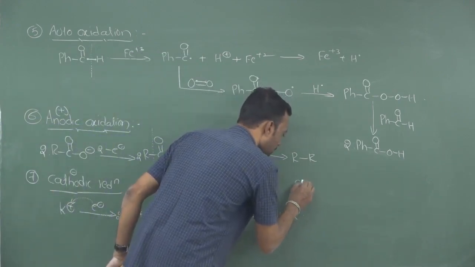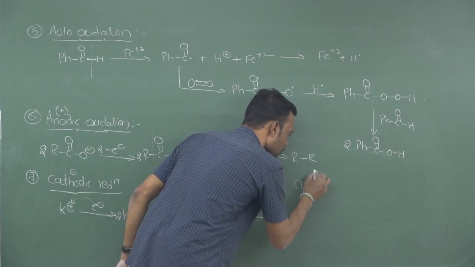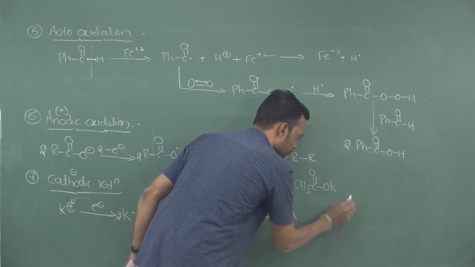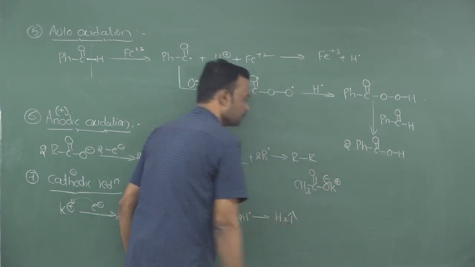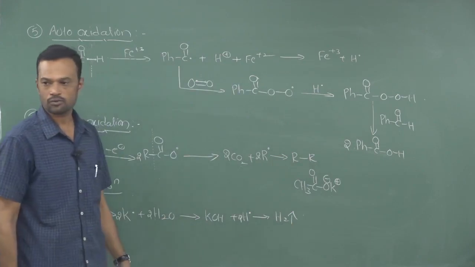See, I am giving a methane attached to C double bond O K. So what is this ion? Potassium salt of acetate.